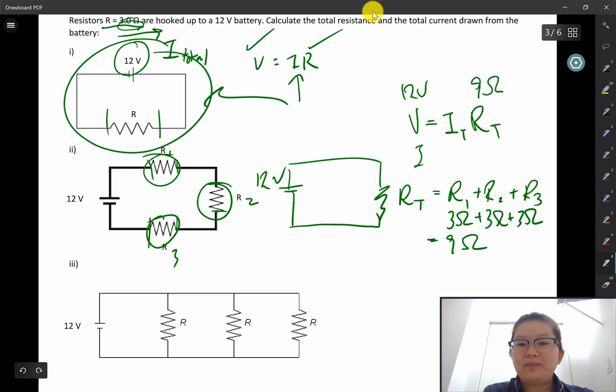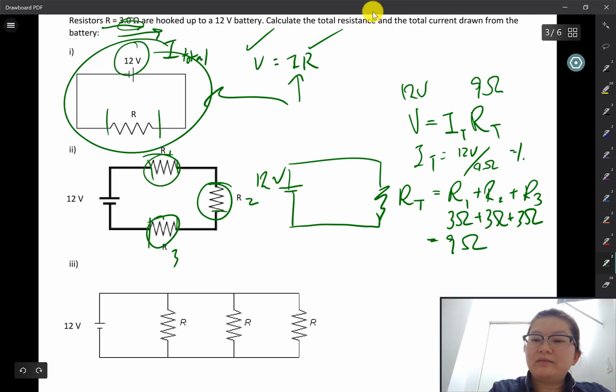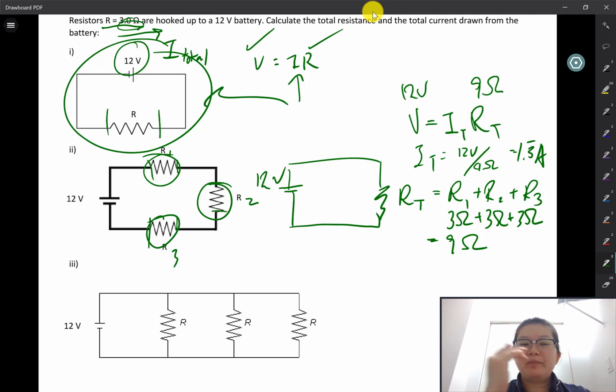I'll do it. And this is just 12 volts divided by 9 ohms. Someone can do the math. I'm a little bit slow today. Of course, aren't we always slow? 1.3 repeated for the amps, okay? So remember, it's collapsing the circuit down to that one equivalent total resistor.